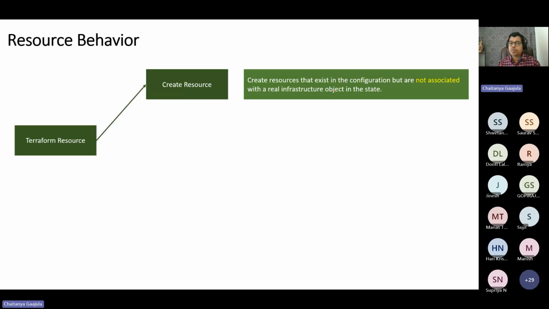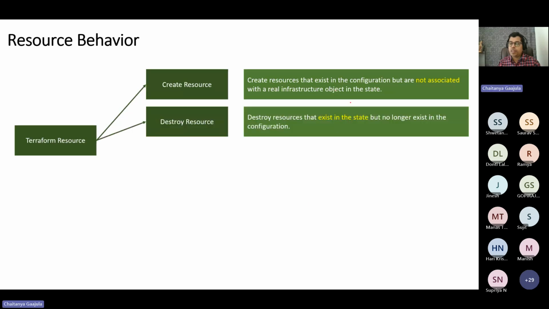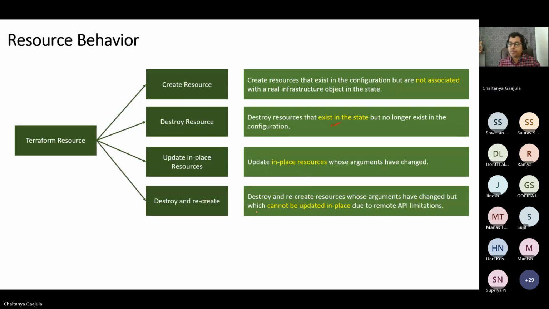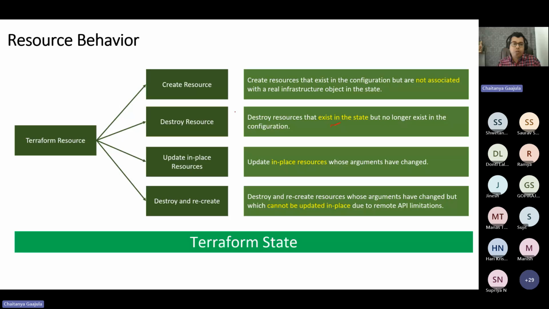So create a resource. You can destroy resources. Update resources, not just creating, you can update, destroy, and recreate. And where all this is saved is called a Terraform state file. It has a format called .tfstate. And you can see the information of this.